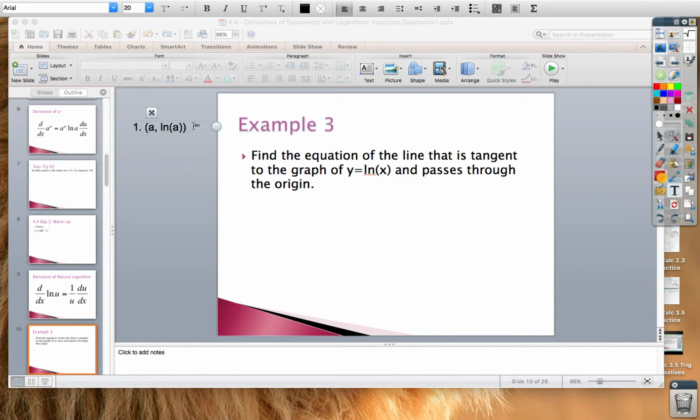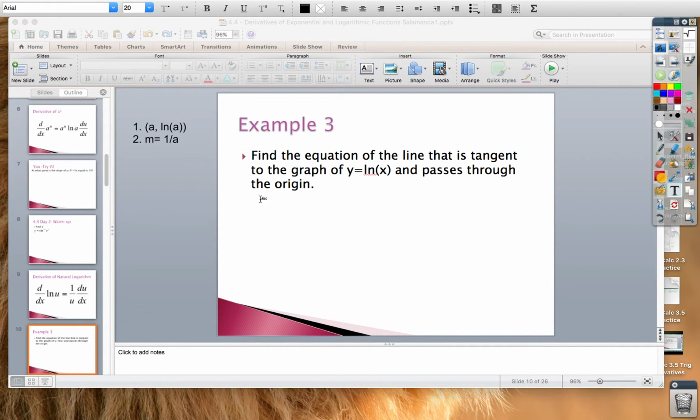The second thing is that the line is going to pass through the origin, which we already mentioned, and that was a given. But we also know that the slope is going to be equal to 1 divided by a, because the derivative of ln x is 1 divided by x, and because we don't know what the point a is, we're just going to say it's 1 divided by a, and that's the slope of the tangent.